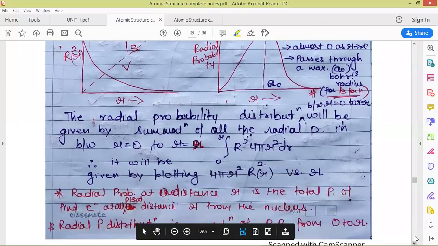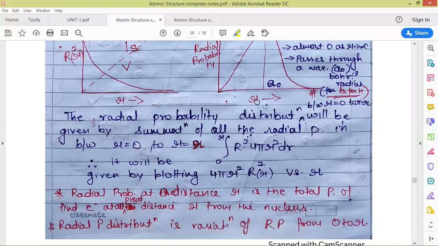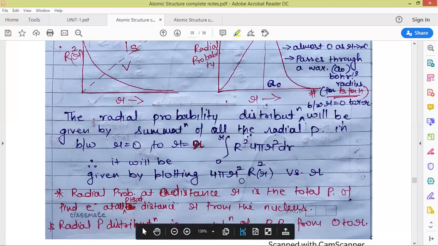So now we can define the radial probability distribution. This is a plot of radial probability with r. We can define it as the radial probability distribution between distance r equal to 0 to r equal to r, given by the summation of all the radial probability between r equal to 0 to r equal to r. So it will be given by the integration of R square multiplied by 4 pi r square dr. Therefore, it will be given by the plot of the multiplication of 4 pi r square with capital R square versus r.